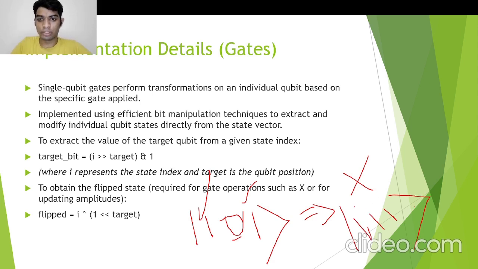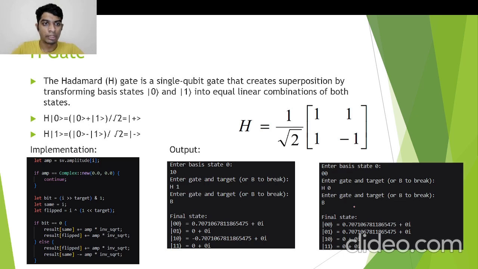The single qubit gates that I implemented are the H gate. This is the H gate matrix according to which I implemented by first calculating the bit on which the H gate is applied, the index, and the flipped index that is used in implementation. If the bit is 0, as we can see, H on ket 0 gives ket 0 plus ket 1 by root 2. And H on ket 1 gives ket 0 minus ket 1 by root 2. And we can see the corresponding implementation over here. And these are the outputs seen on 0 and 1.